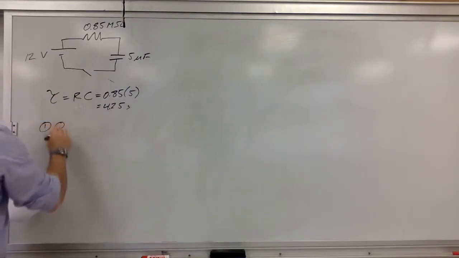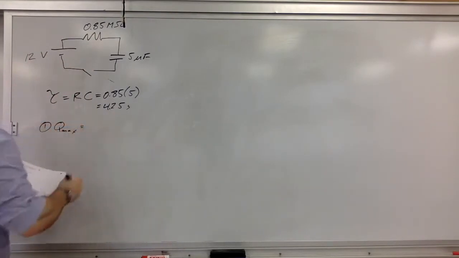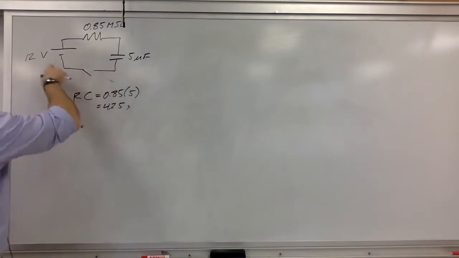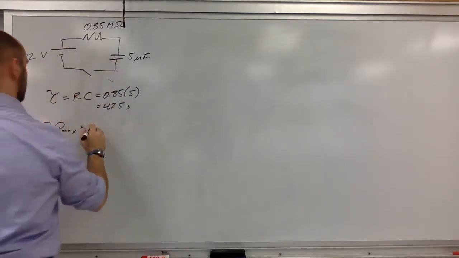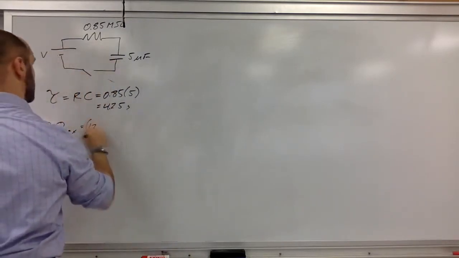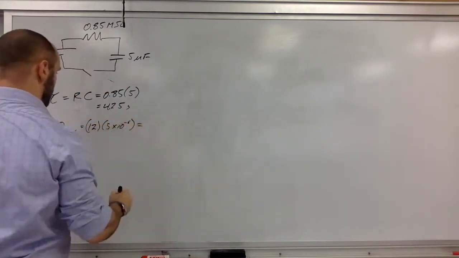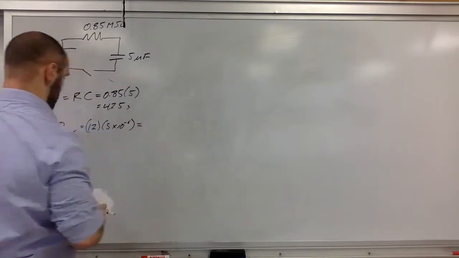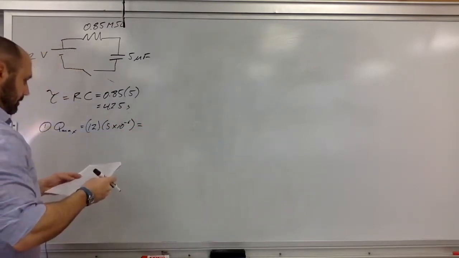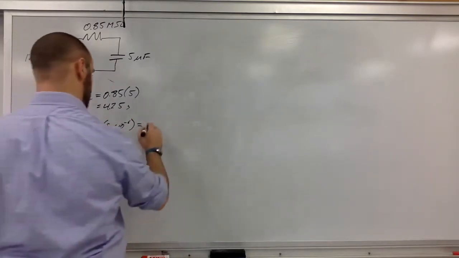So 1, Qmax is C times V, or C times the EMF of the battery. So that's going to be 12 times 5 times 10 to the negative 6. So that's going to be 600 microcoulombs.